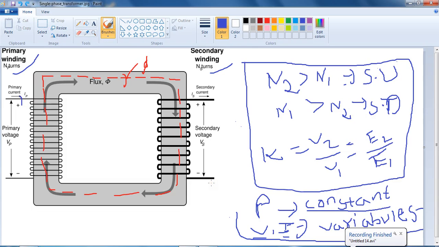Today I want to discuss the definition of the transformer, what is a step up transformer, and what is a step down transformer. Okay, what is the definition of the transformer?